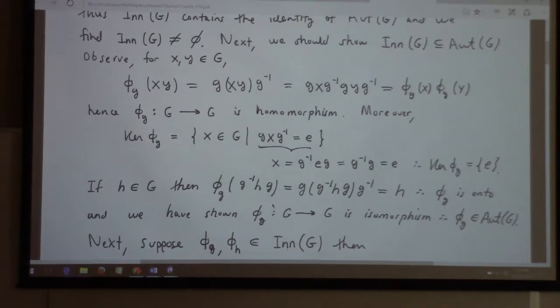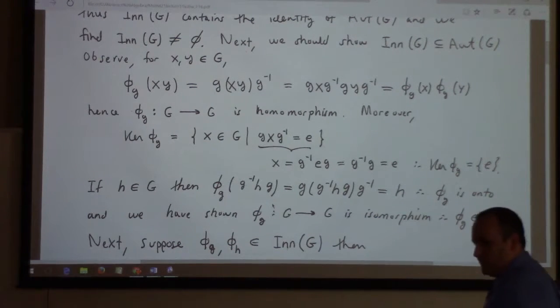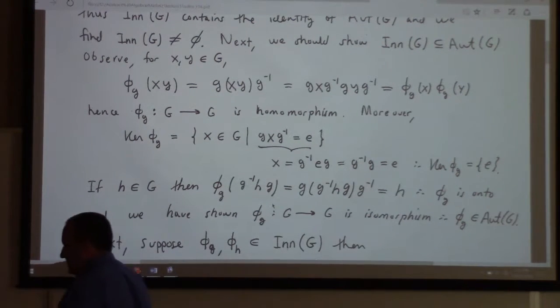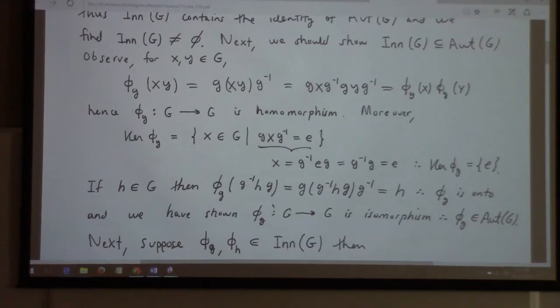Anyway, brevity is the soul of wit, and you can tell from my solutions where I fit in. So we have shown that this is an isomorphism because it's a homomorphism which is a bijection. Consequently, conjugation by G is an automorphism of G. All right, now we've got that it's a subset. Now we got to check the one-step or two-step subgroup test. I will use two-step, I think. So phi G and phi H are inner automorphisms of G. I love that it's phi G.